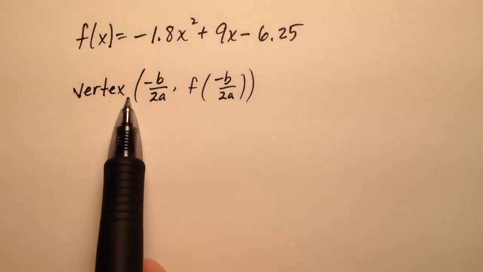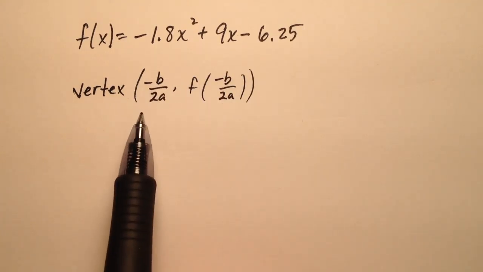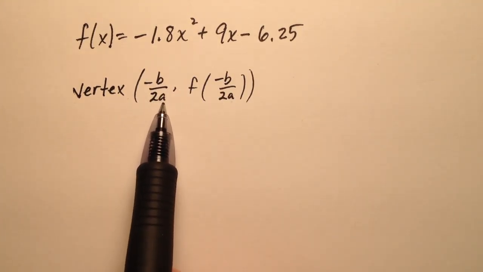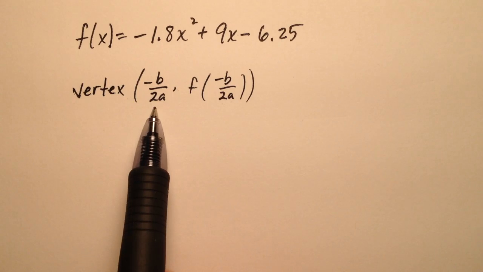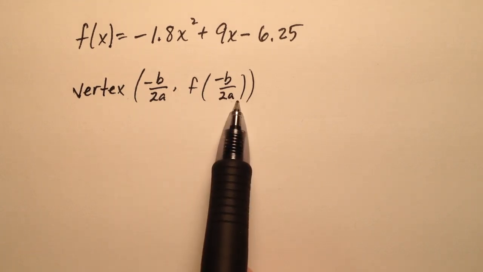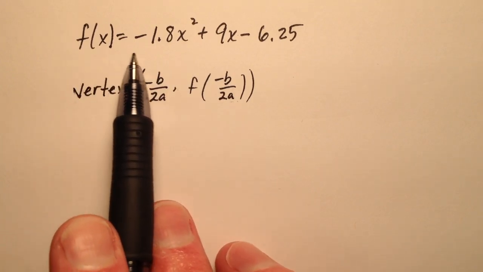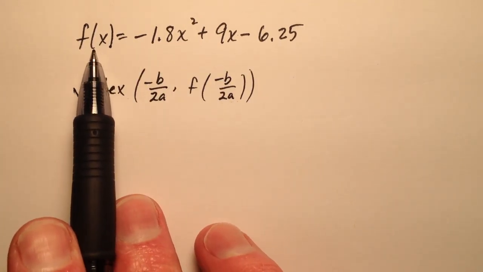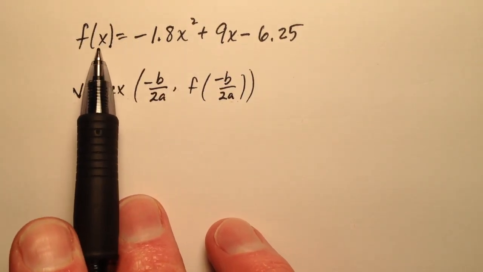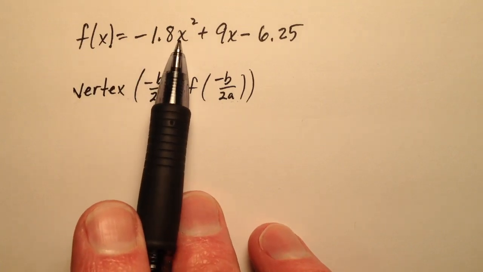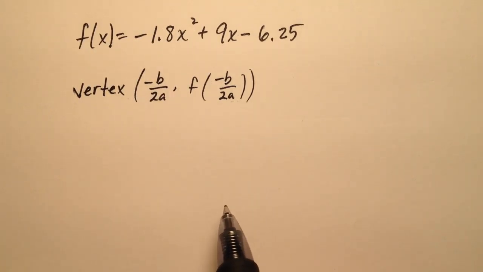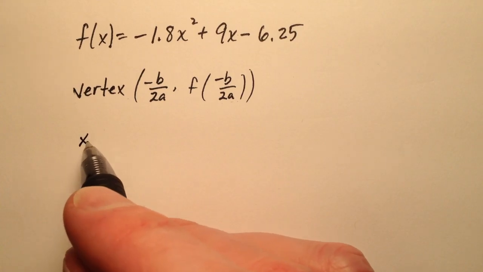So in order to find the vertex, I have this little formula where I'm going to take the opposite of b over 2a in order to get the x-coordinate, and then my y-coordinate will just be whenever I plug my x into my function. So remember the way functions work, I give an input and I get an output, so I'm going to give it an x value and I'm going to get out a y value. So let's go ahead and find the x coordinate for my vertex.